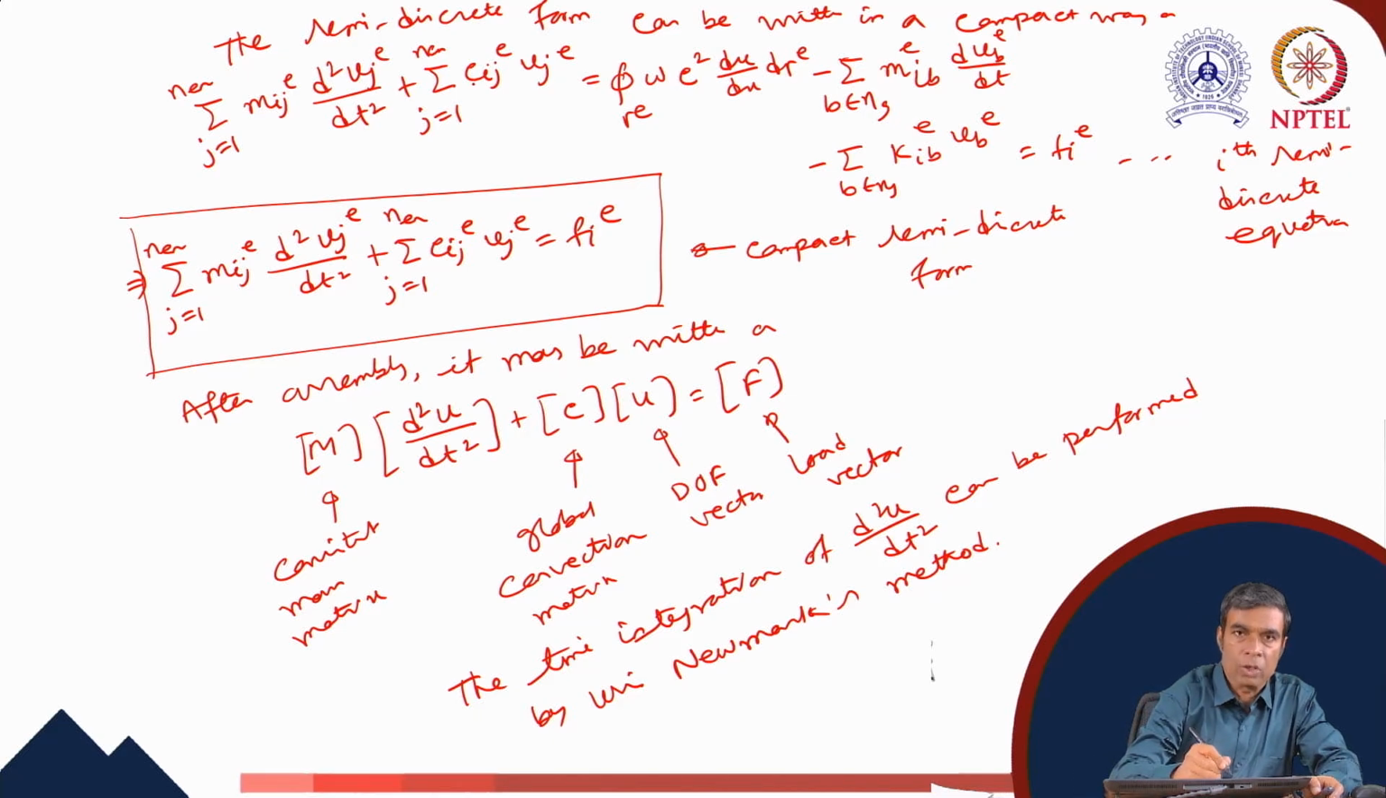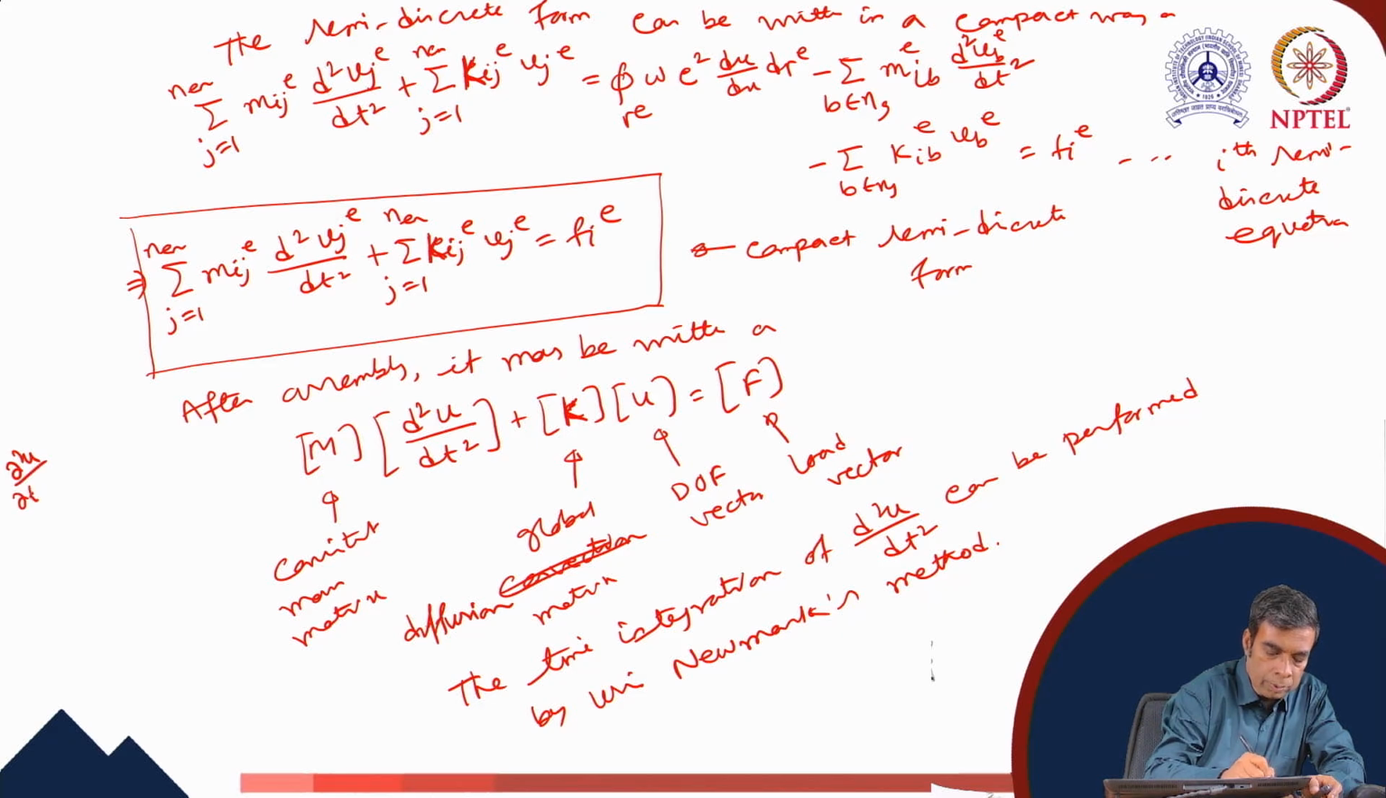So here the convection matrix will be replaced by the diffusion matrix. So this is Kij, the EBC due to unsteady boundary condition. This should be d2ub dt2. Similarly, this should be Kij, and here this is the diffusion matrix. Okay, so this is global diffusion matrix.